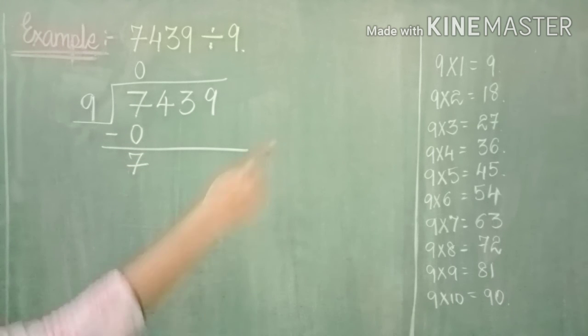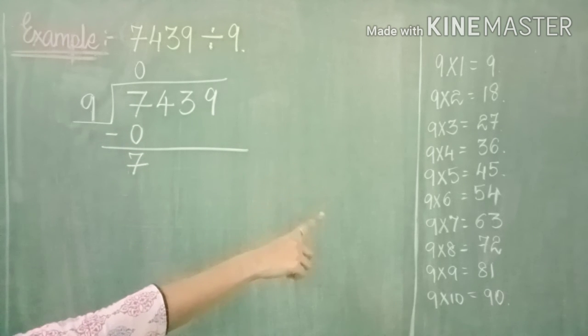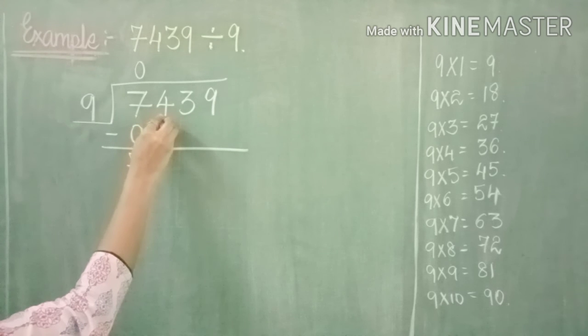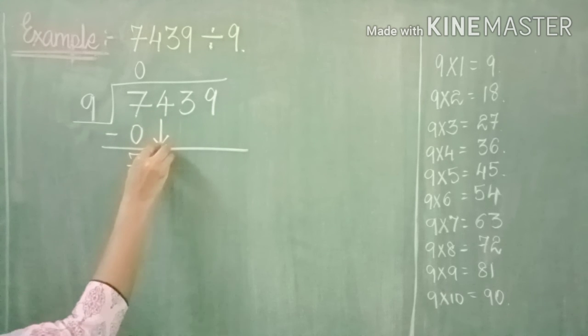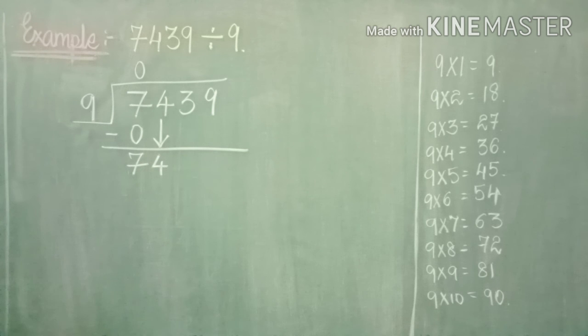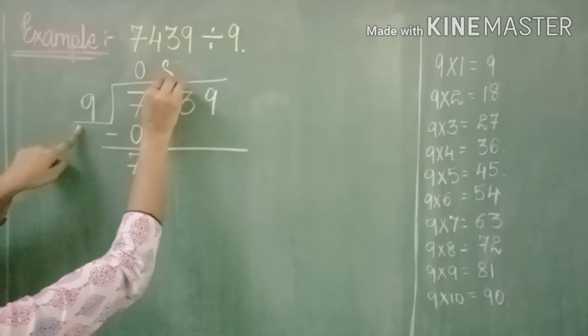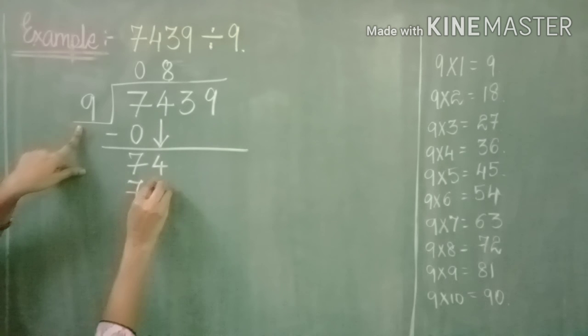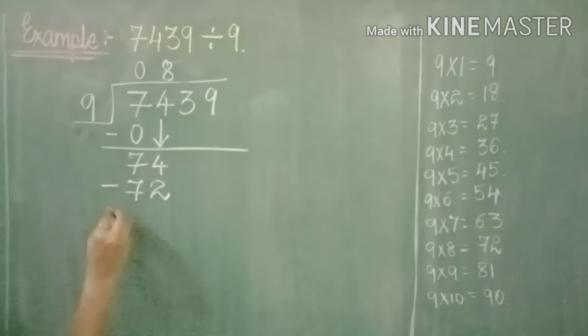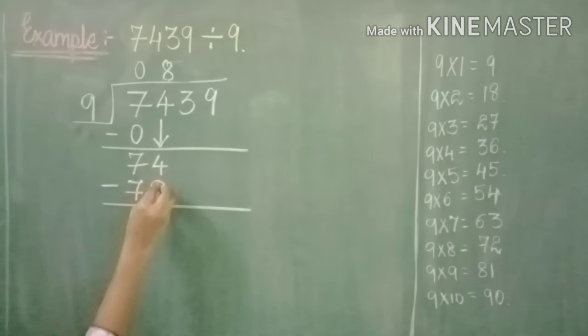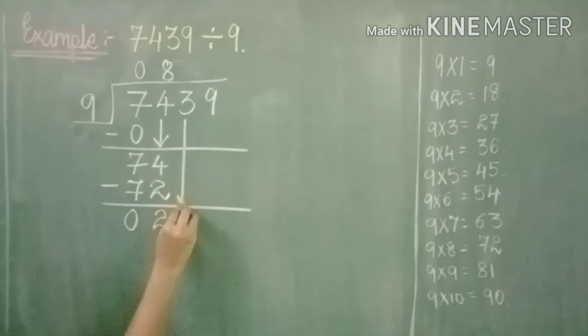Now, as you can see over there, I have written the table of 9 on the right hand side. Now we are going to take down 4 with an arrow and we will be writing 74. Now I know students, you are very much aware of the 9 table. So 9 8s is 72. So we will be writing 9 8s, 72, minus, and then we will find the answer. 4 minus 2 is 2, 7 minus 7 is 0. The next number we will be writing down with an arrow, that is number 3.